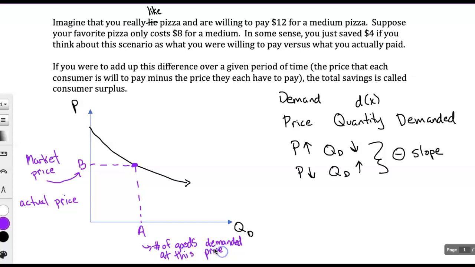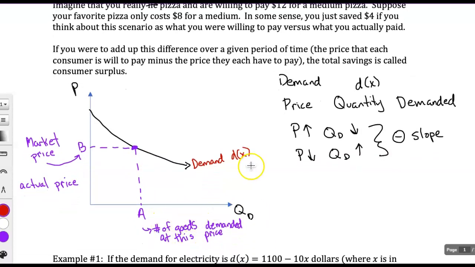So the market set a price, B, and at that price, if we go over to our demand curve, let me write demand on here. If we go over to our demand curve, we'll call it D of X, then if we plug in the price, B, we get A goods that we're going to be demanding, right? So at this price, this is what we demand.